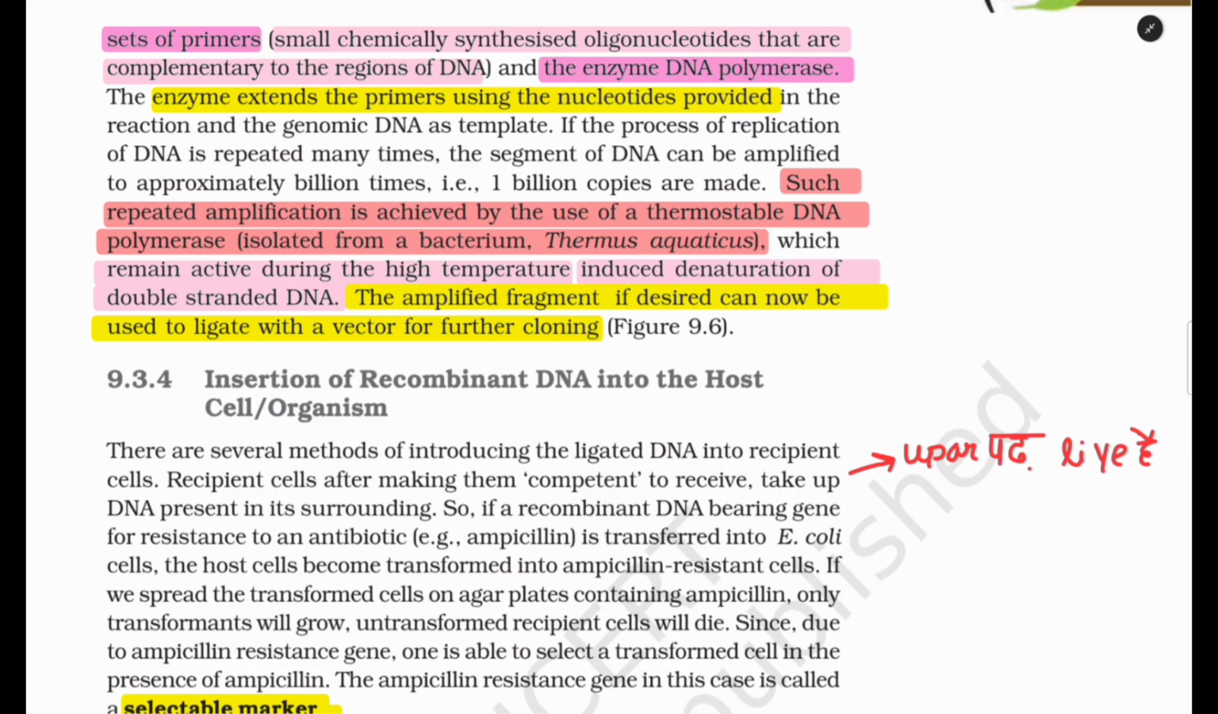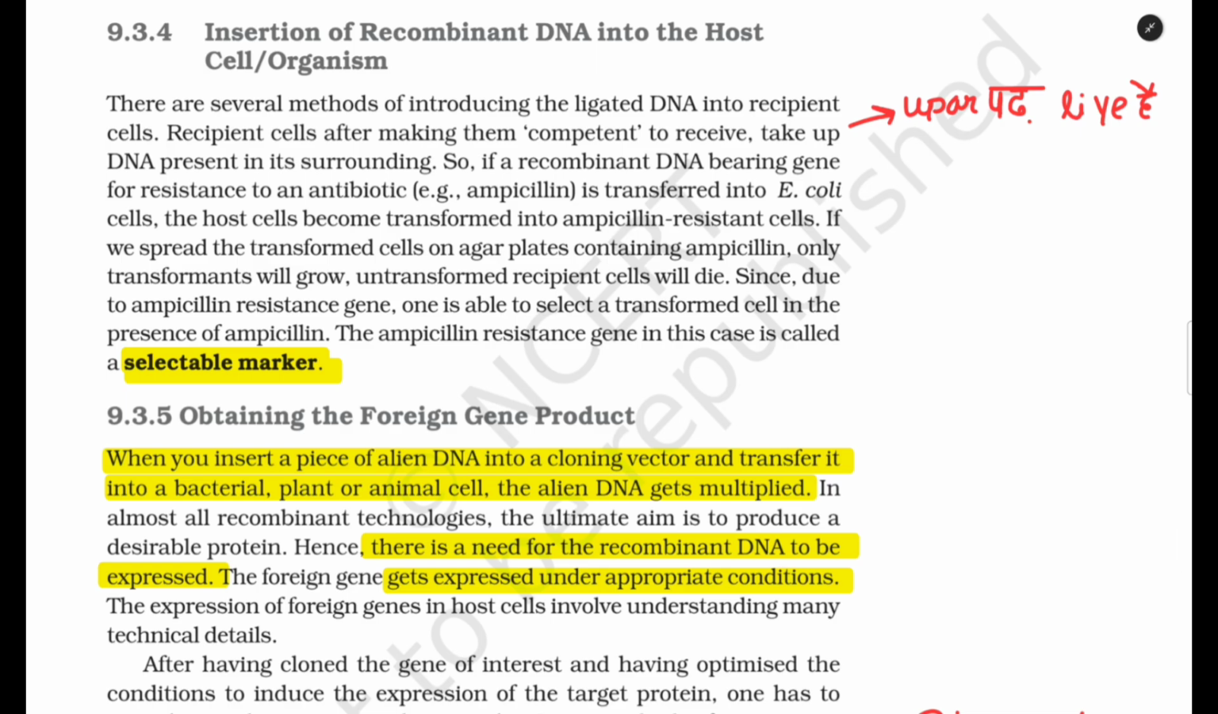Figure 9.6. 9.3.4 Insertion of recombinant DNA into the host cell or organism. There are several methods of introducing the ligated DNA into recipient cells. Recipient cells, after making them competent to receive, take up DNA present in its surrounding. So, if a recombinant DNA bearing gene for resistance to an antibiotic, for example ampicillin, is transferred into E. coli cells, the host cells become transformed into ampicillin resistant cells.